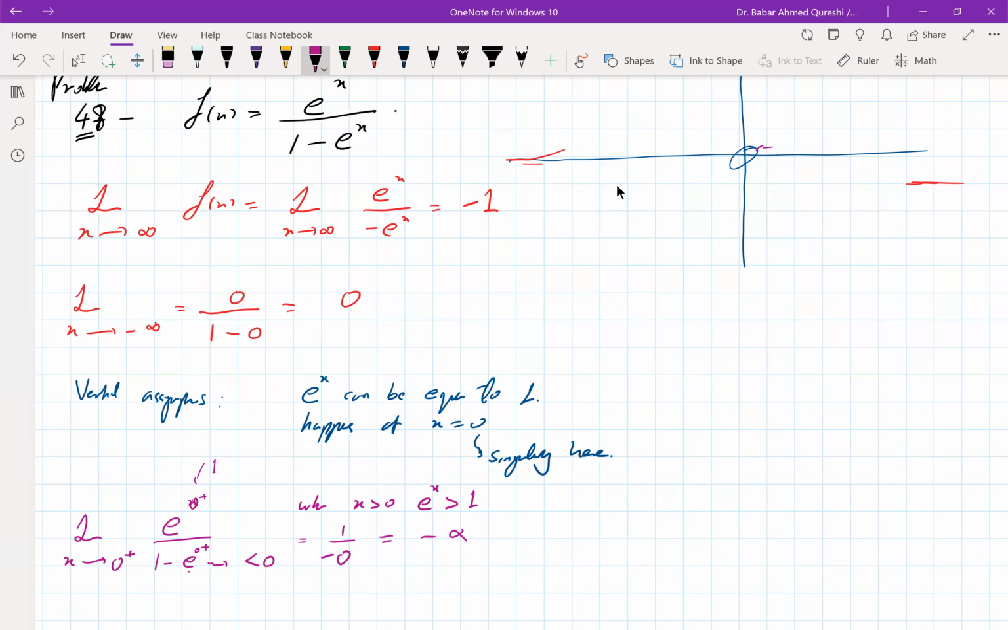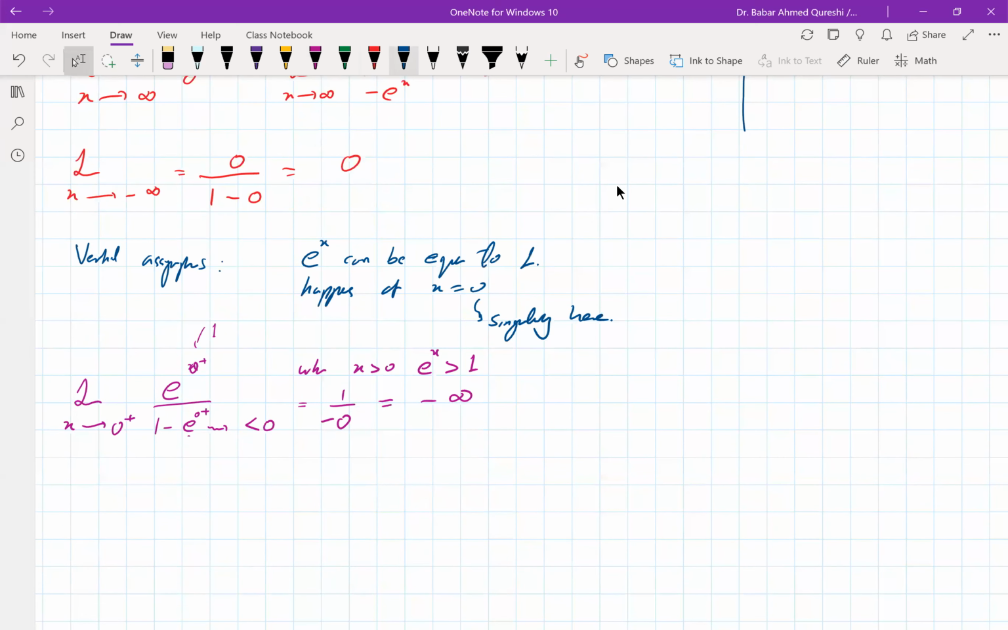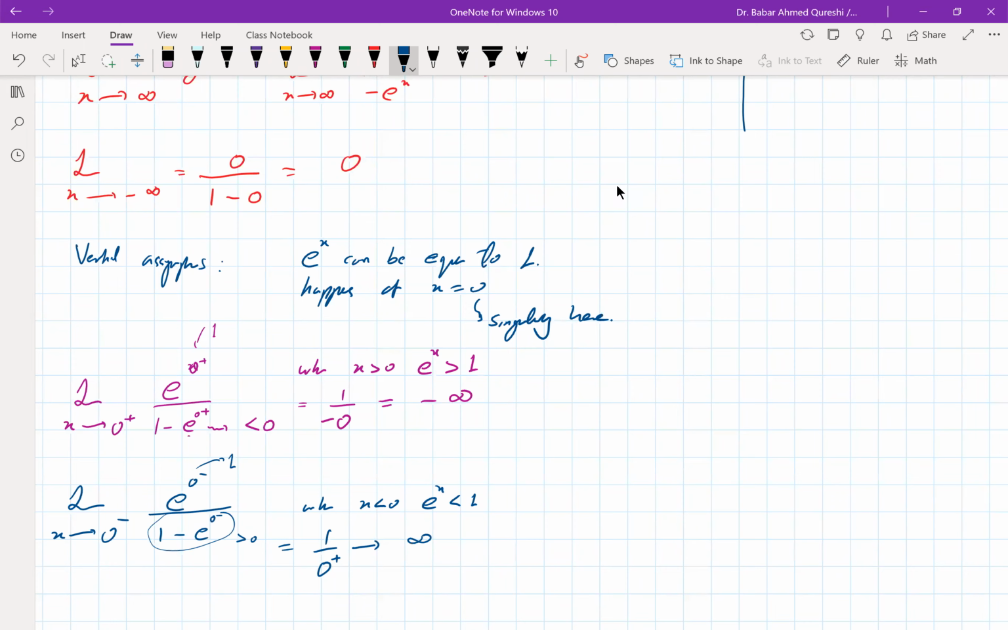1 over -0, which is minus infinity. And when I approach from the negative side, over here it doesn't matter because it's just going to approach one. Here you have to be careful when you're subtracting from one: are you getting a positive number or negative? So now here, when x is less than zero, e to the x is less than one. So you are having a number bigger than zero. So you have this form, 1 over 0+, which is going to infinity.